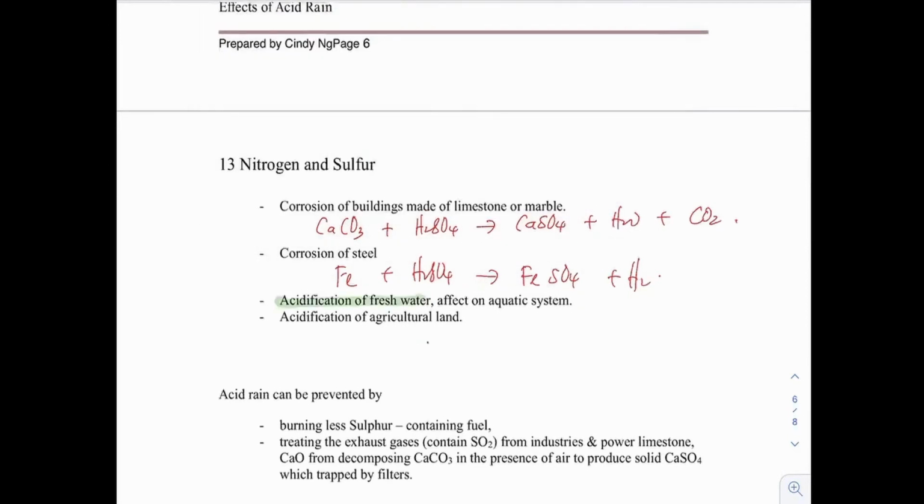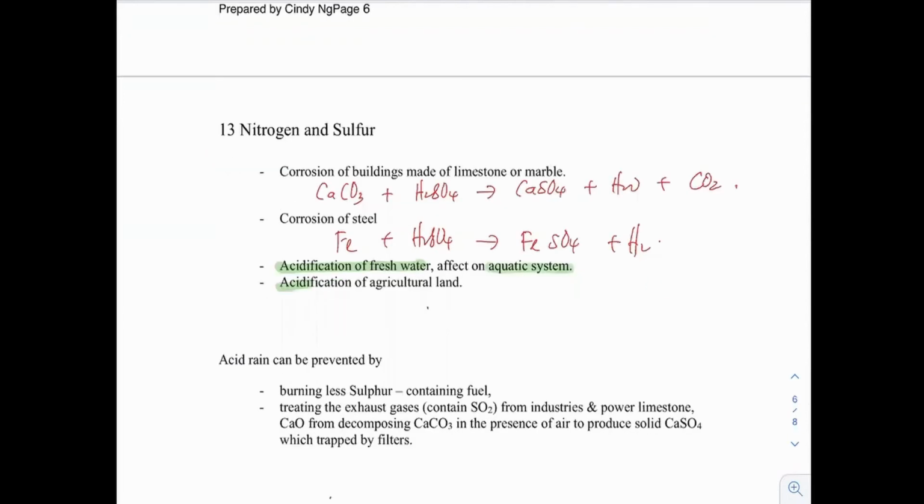We'll have acidification of fresh water, which affects the aquatic system. We'll have acidification of agricultural land. This is important. What is the source of acid in the agricultural land?